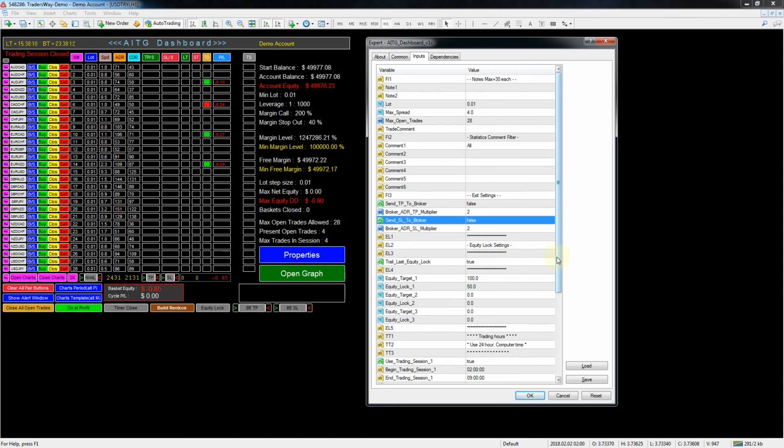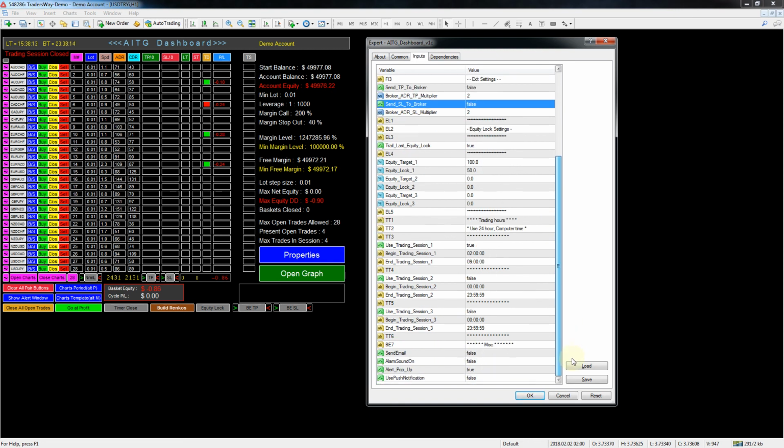Equity lock we just talked about, if you want to use that. Trading hours, you have 3 different sessions you can set up. Remember, these are 24-hour settings, and these are your computer clock. I'm just going to hit reset here to clear it out. Here you can see this 24 hours. Now if you leave these all at false and you just want to trade 24 hours, you can do it from the front panel here. You just click this button up here and it gives you 24-hour trading. So you do it different ways.